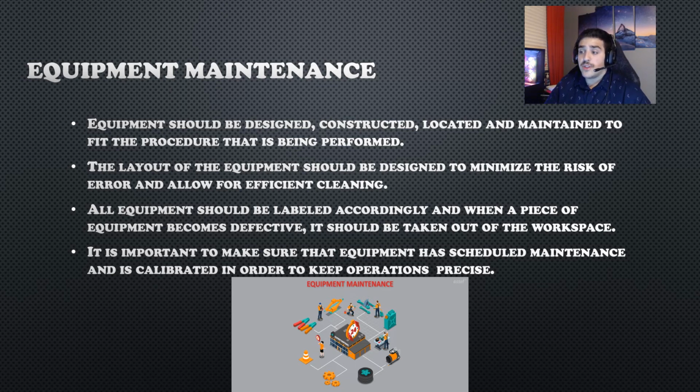It is important to make sure that the equipment has scheduled maintenance and is calibrated in order to keep operations precise. So basically everything that you have noticed in these procedures is really making sure that you're on it and having a weekly or monthly schedule of checking up on things and making sure they're all running and staying clean. Below is a picture of equipment maintenance, and it's just showing how everything is organized, and they have a scheduled maintenance here and showing the different stations basically and how everything is organized and spaced out in the production.